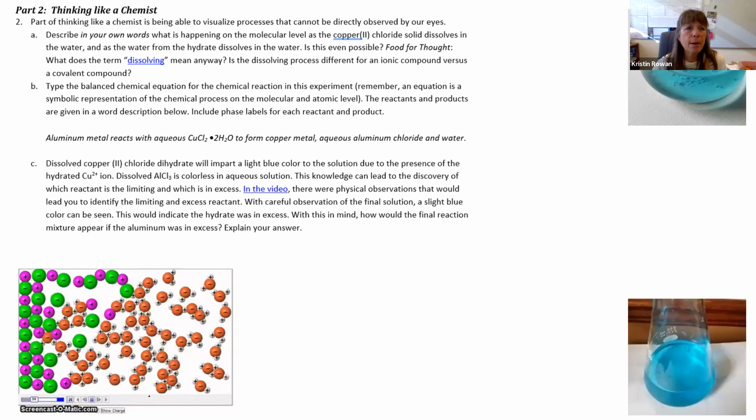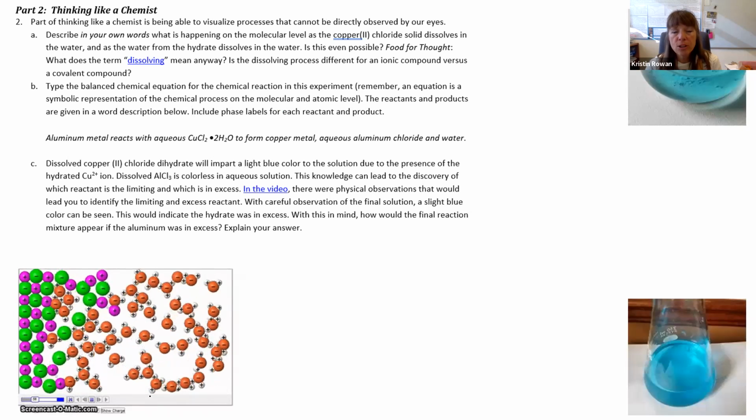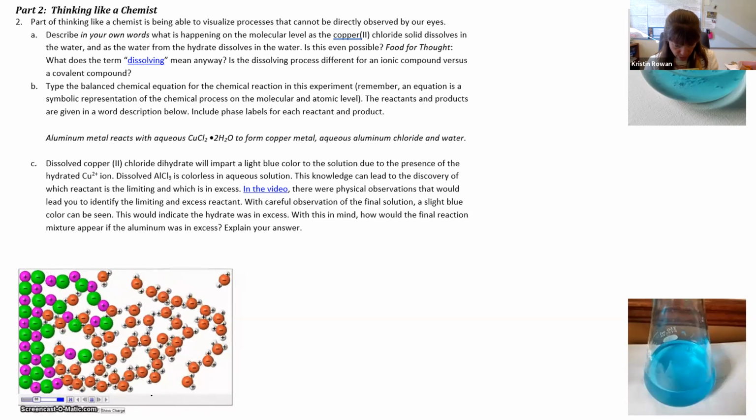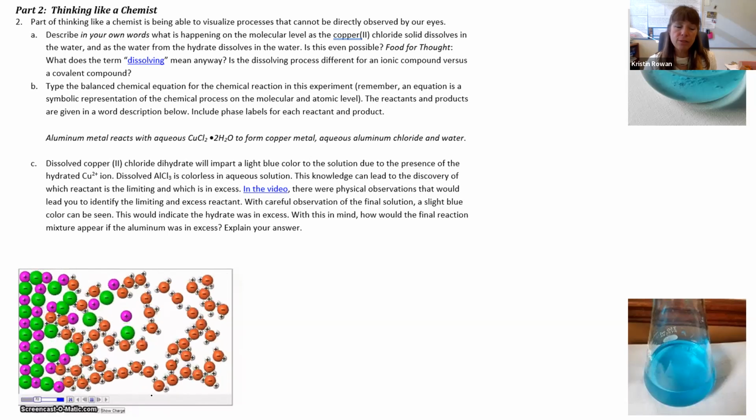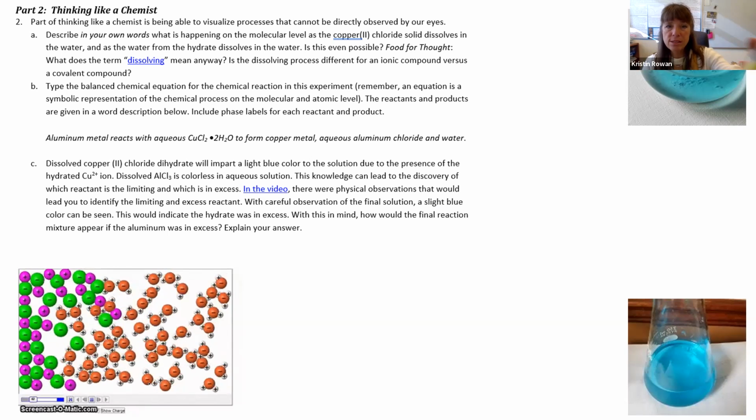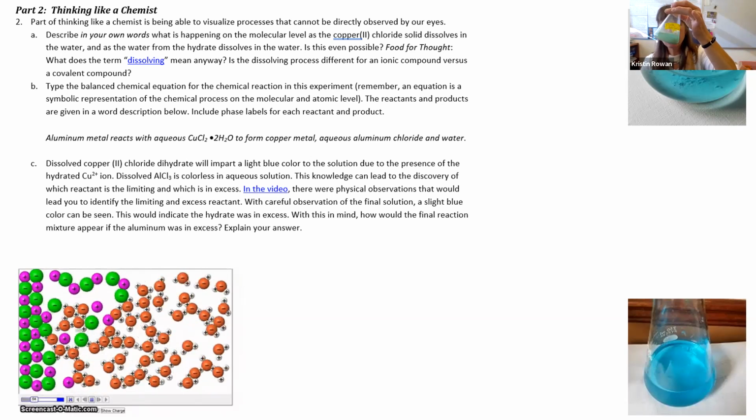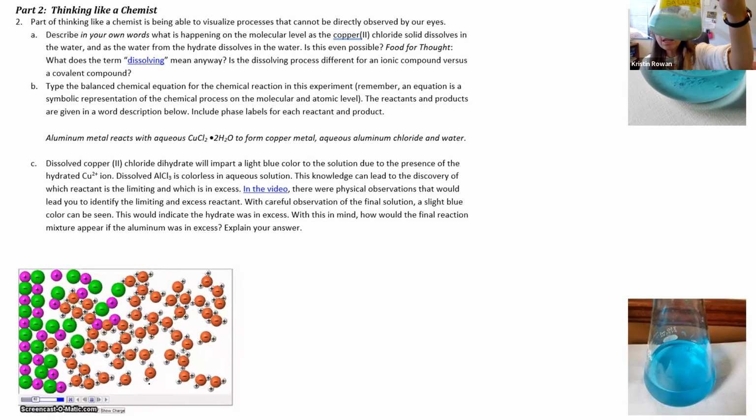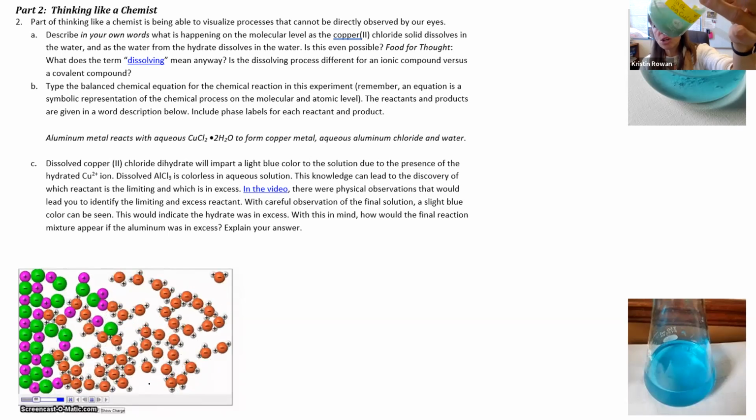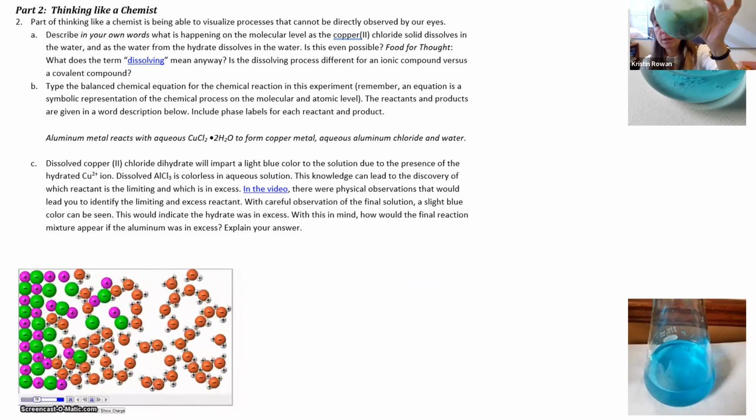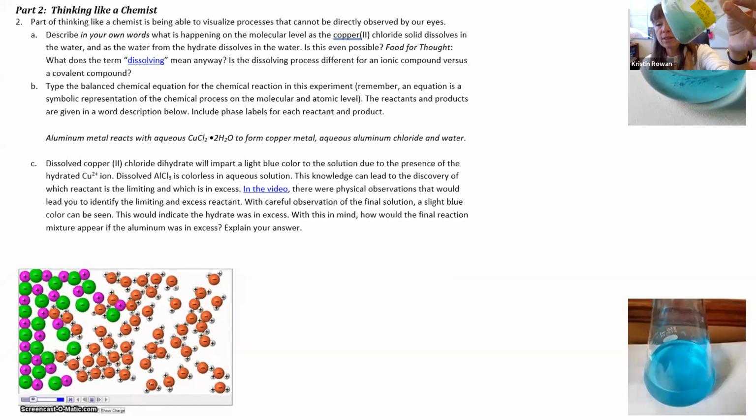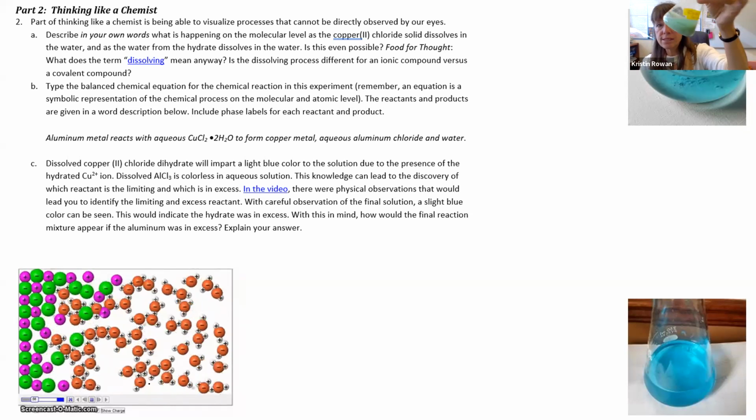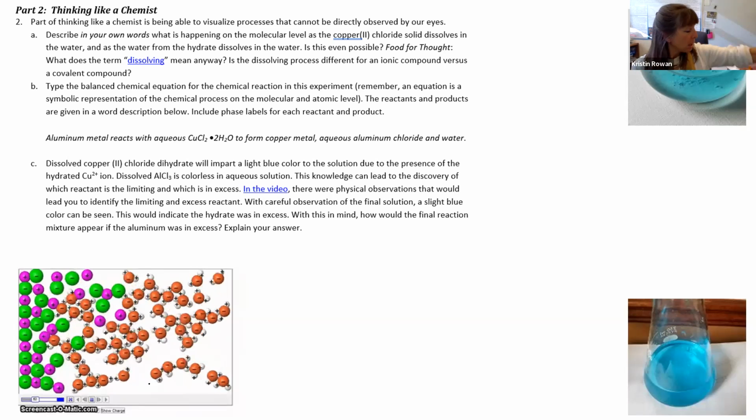Part 2 is thinking like a chemist. When you think like a chemist, you don't just look at the coffee that I'm drinking. You look at the coffee and you say, I wonder what's floating around in there. It is the same with these flasks. When I look at these flasks, I don't just say, oh, it's green. Yes, it is green, but it's also got some dark solid on the bottom. It also has some color in the solution, and it also has some white solid.